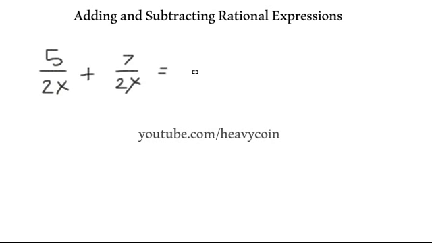Since we have a common denominator, we're going to rewrite that. That would be just 2x, and then we add both numerators together. And of course we would simplify this down to 12 over 2x, but we can't stop there because 2 goes into 12 6 times. So there you go. Simplified all the way down.